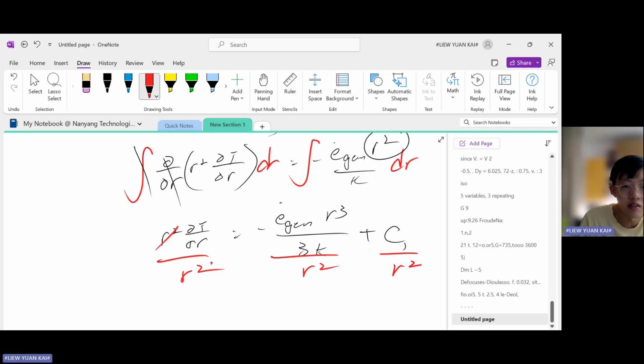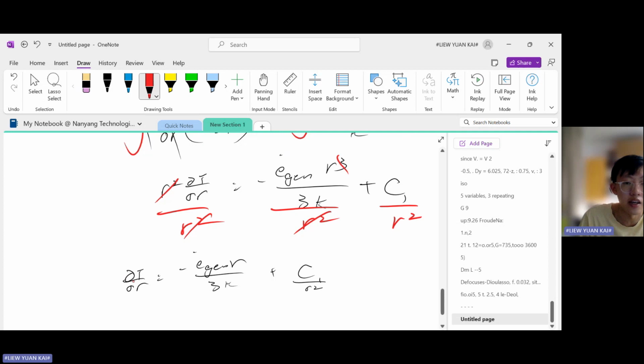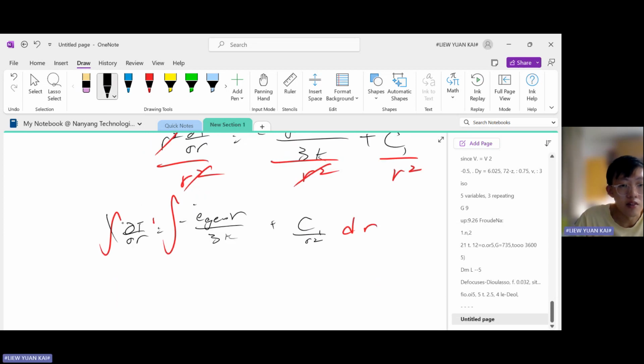Okay, so this cancels with this, cancels with this. Yeah, and that's all. So you write that down. Okay, so now we again integrate to remove the derivative. So integrate with respect to r. So the integral will cancel with the derivative, leaving T.